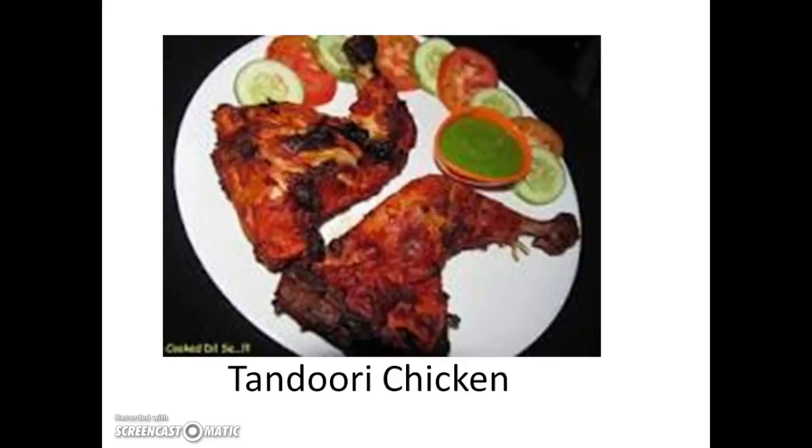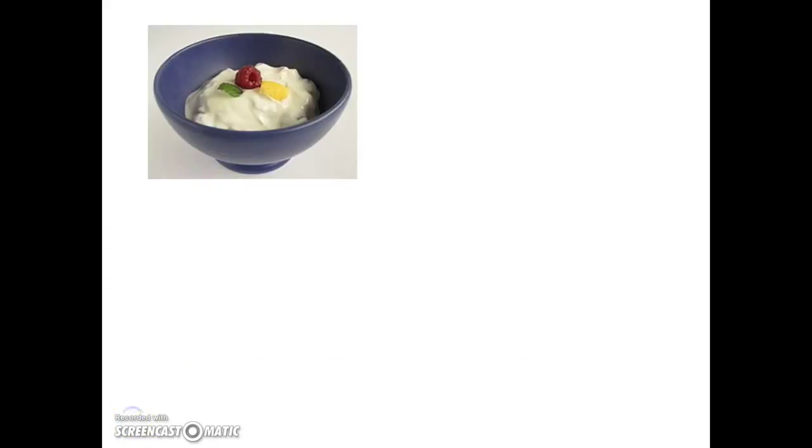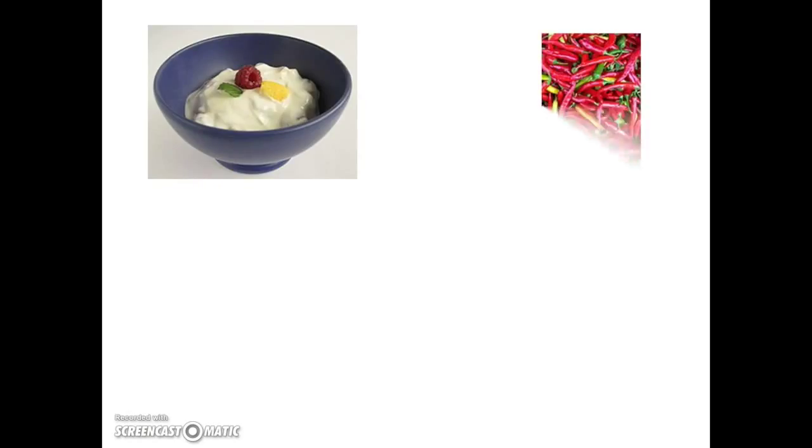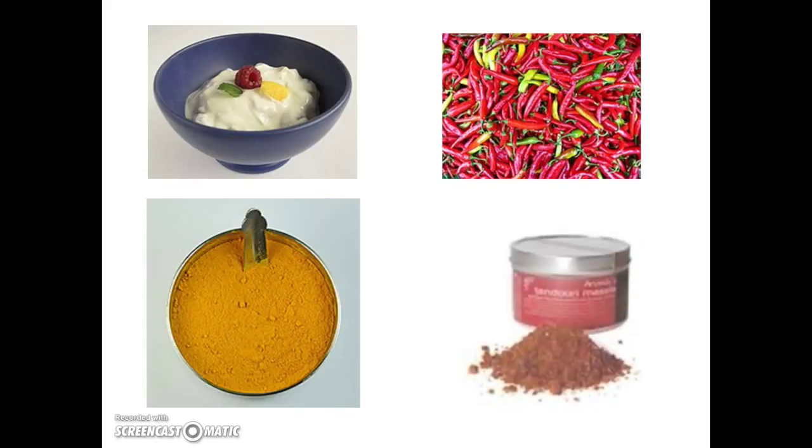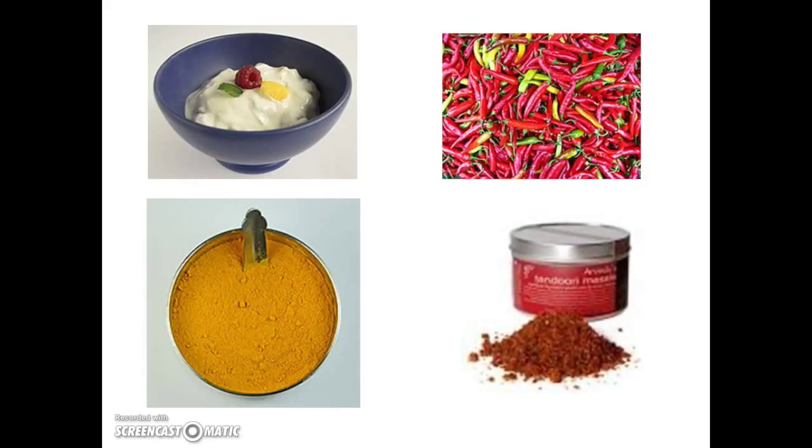It is also known as chicken tikka in places like Britain. To prepare the dish, the chicken is marinated with yogurt and a spice mix called tandoori masala. Cayenne pepper and chili powder are used to give the red hue. Turmeric powder also helps in producing an orange color.